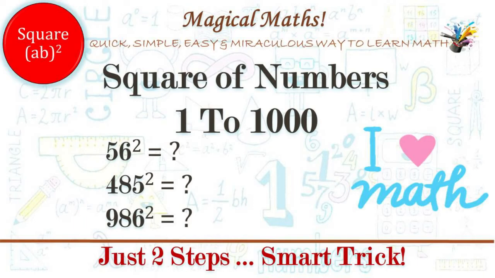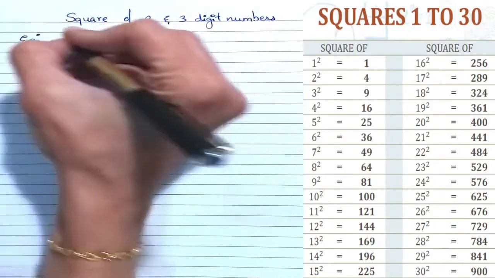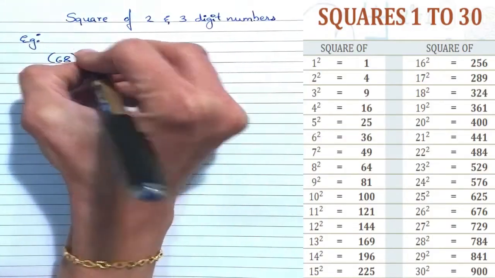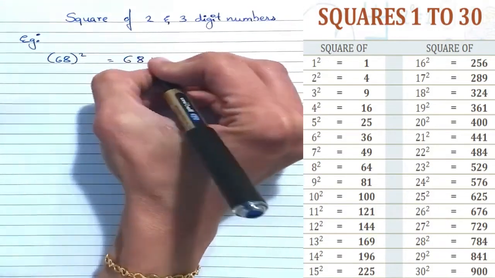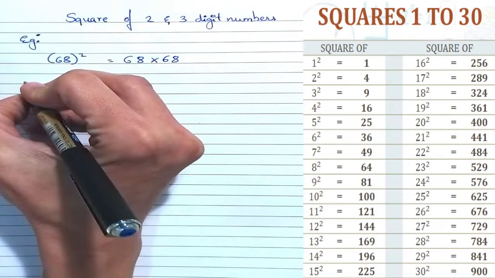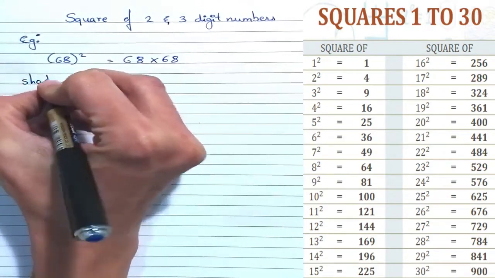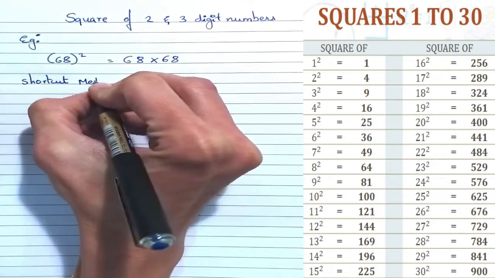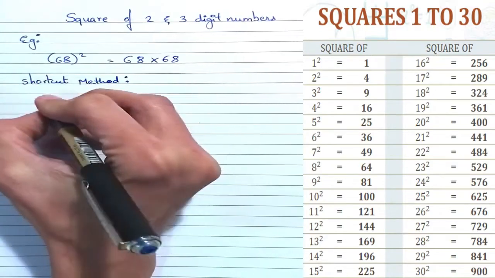Just in 2 steps, we are going to learn how to square a number from 1 to 1000. Let's look at this example. If I want to square 68, then I will do multiplication of 68 into 68, right? Now let's look at the shortcut method.